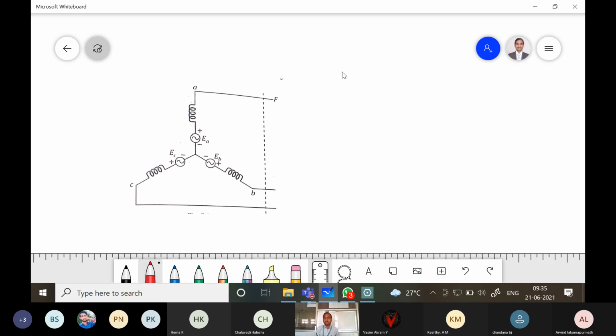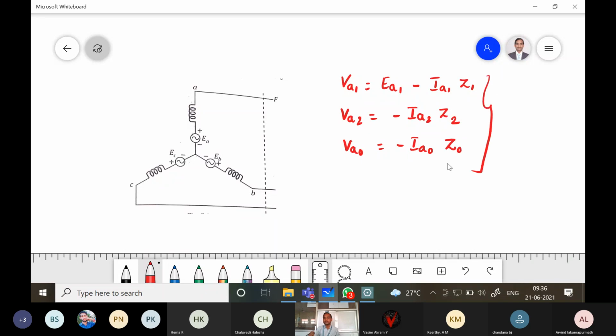Therefore VA1 is equal to EA1 minus IA1 into Z1. This is the positive sequence voltage. Negative sequence voltage VA2 is equal to minus IA2 into Z2, and zero sequence voltage VA0 is equal to minus IA0 into Z0. Okay, is it clear?